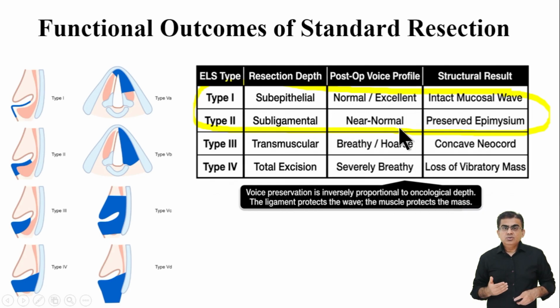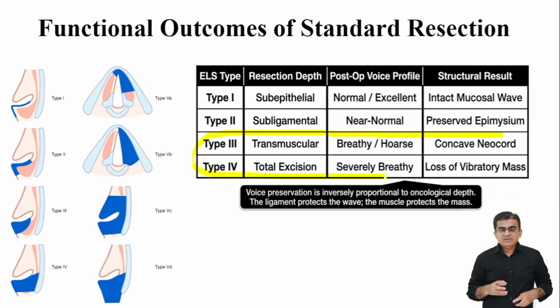Now look at the bottom 2 rows for type 3 and type 4. The moment you remove any part of the vocalis muscle, the function drops sharply. See here. In type 3, medial block of vocalis muscle is cut. A type 3 resection creates a permanent concave neocord. This naturally leads to a breathy and hoarse voice.